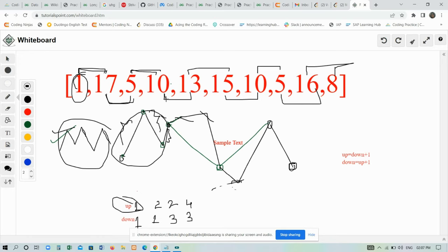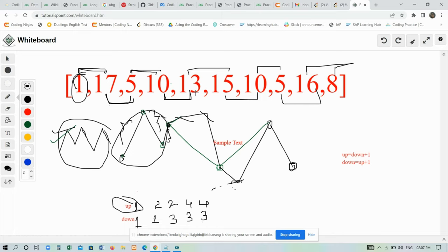So the difference between 10 and 13 comes out to be plus 3. So in this case our sequence is strictly increasing. So our up will be down plus 1, that is 3 plus 1, 4, and our down will remain as it is.